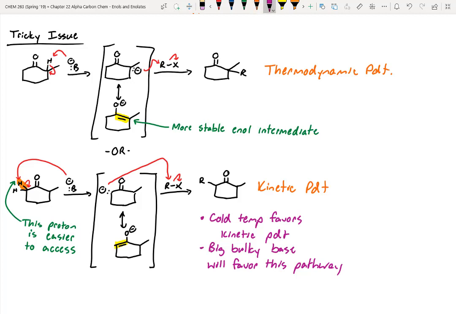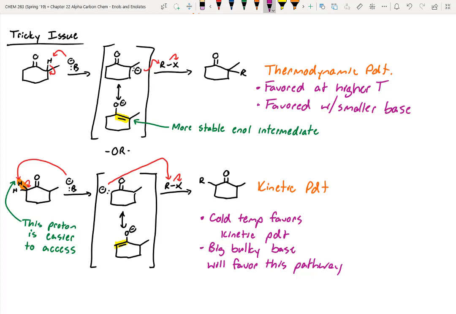Okay, heat and a small base. So favored at higher temps and favored with smaller base. All right, the reality is sometimes you get a mixture, but you can favor one being major over the other one, just like we've seen with E2 chemistry, for example.